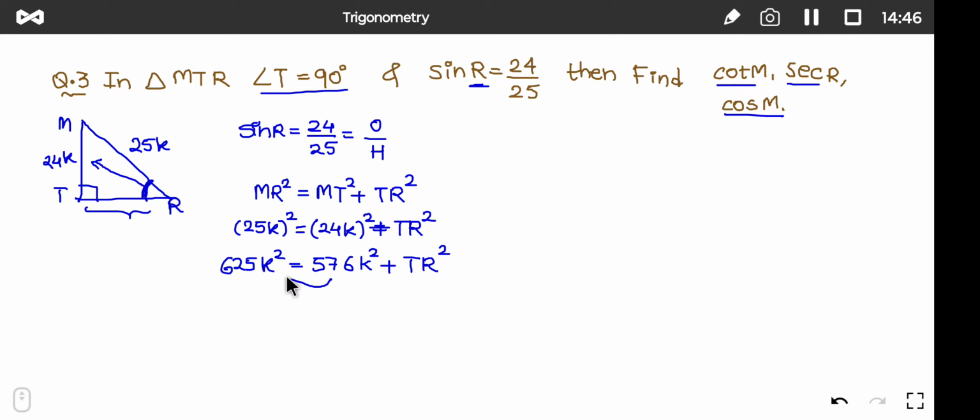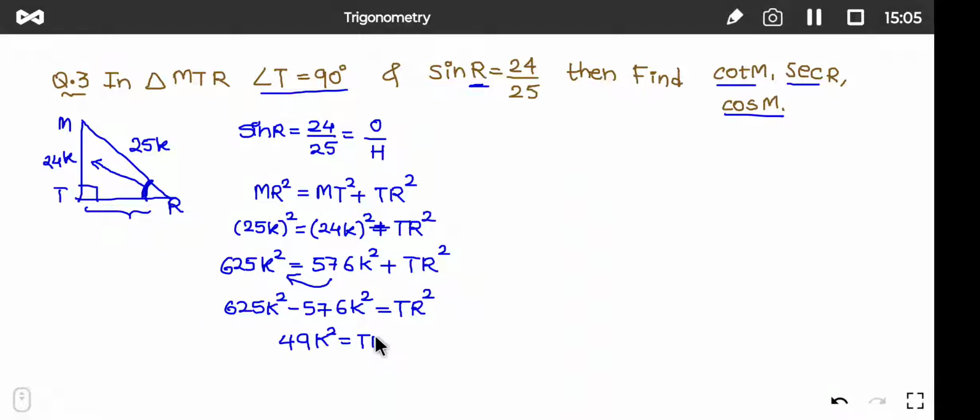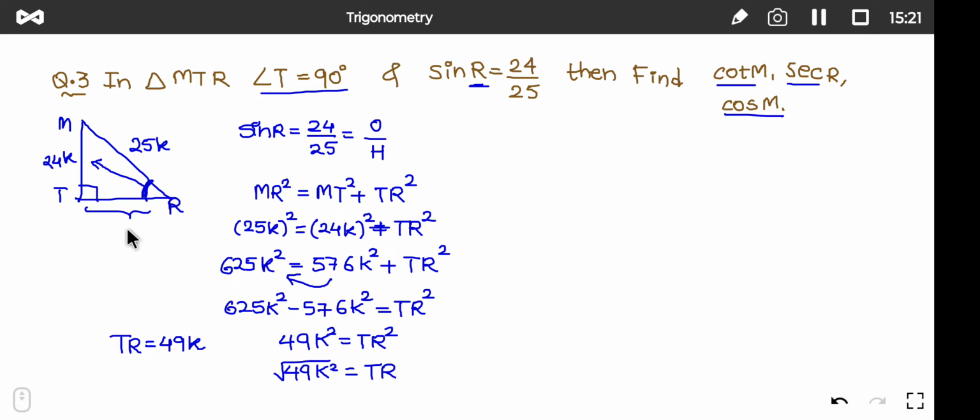So if we take this 576 k square this side, we'll get 625 k square minus 576 k square is equal to TR square. So if we subtract this, 625 minus 576, we'll get 49k square is equal to TR square. So if we take the square root on both the side, square root of 49k square is equal to square root of TR square, which is TR. So from here we'll get TR is equal to 49 times k. So we got the value of TR, which is 49k.